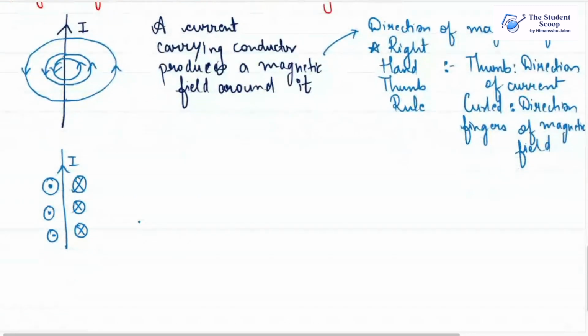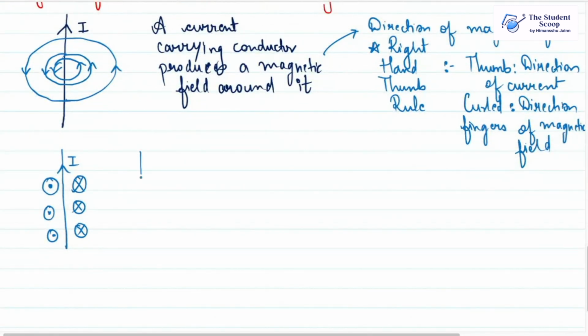Are we clear? Now imagine if I have another wire here that is also carrying current upwards. Will I get the same magnetic field pattern here as well? And because the magnetic fields in between the wires are in opposite directions, we say that the wires experience a force of attraction.